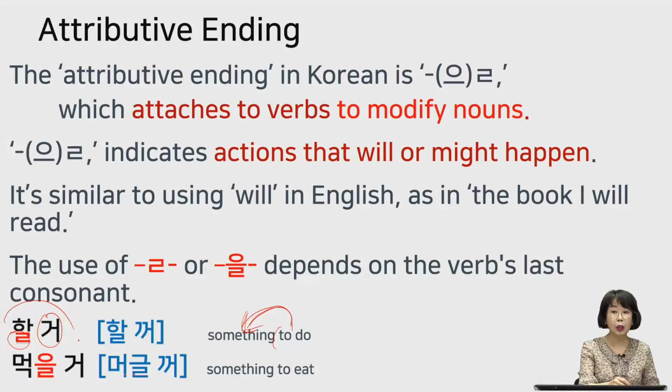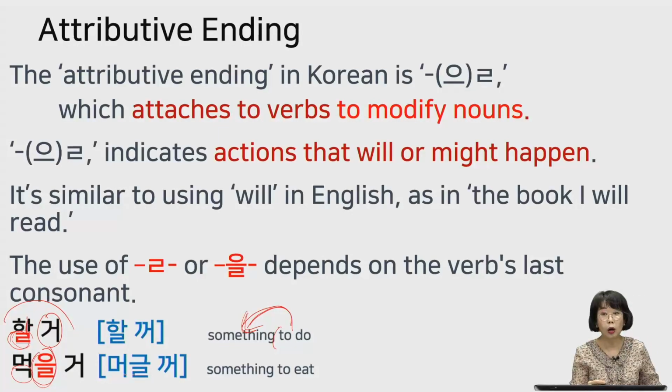할 거. 먹다, to eat. 먹을 거. 을 attaches to the verb that ends with a consonant. Consonant ending has 을 as an attributive ending. 하 ends with a vowel. So ㄹ is attached to a stem that ends with a vowel.